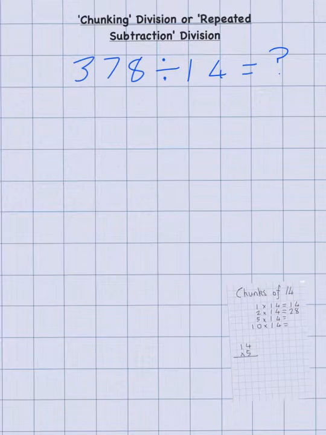Welcome everyone. Today we're going to look at the chunking division method, sometimes called the repeated subtraction. Okay, we've got an example of a division question here. It says 378 divided by 14.